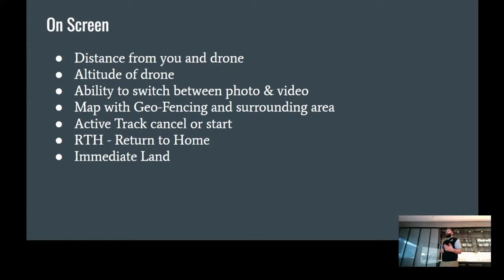There will be a map with the geofencing and surrounding area on there. The feature active track, you can cancel or start it from the screen. There's another return to home RTH button on the screen, and there's an immediate land button also on the screen. Again, why do these matter? It's just so that way you have visibility and tracking on all this, but also so you can grab it and click it at a glance.